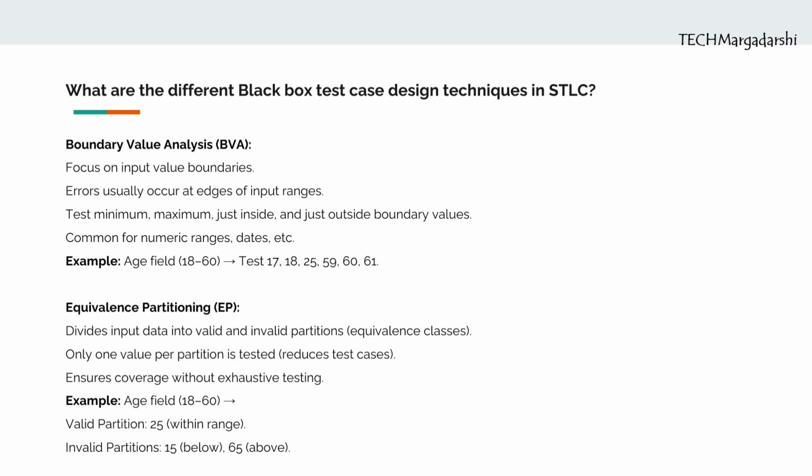Next, equivalence partitioning or EP. Here, we divide input data into different partitions, valid and invalid. Instead of testing every single value, we test one representative value from each partition. For the same age example, valid values are between 18 and 60, so we can test 25 as a valid input. Invalid partitions would be below 18, say 15, and above 60, say 65. This way, we reduce the number of test cases while still ensuring complete coverage. So, while BVA focuses on boundary limits, EP focuses on grouping inputs into classes for efficient testing.